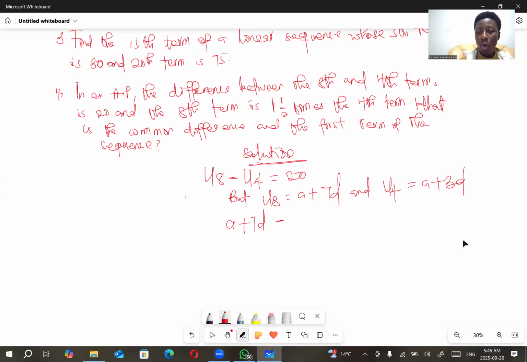Minus U4. Now here you have to be extremely careful. Minus U4. U4 is what? Put it in a bracket. U4 is A plus 3D. If you don't put it in a bracket, it will be like minus A plus 3D, which is wrong. The thing is minus U4. U4 is a family. It's A plus what? 3D.